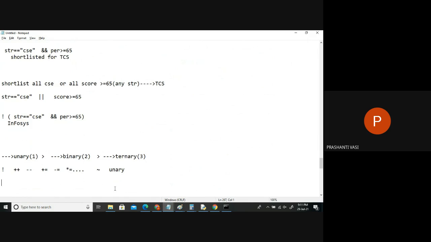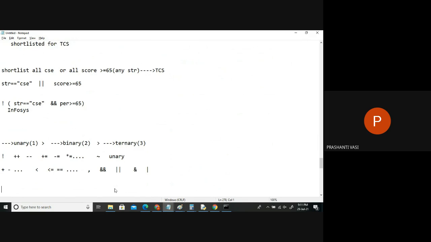Binary, we can talk about plus, minus, all arithmetic, and comparison like less than or equal to, double equal to. All those are binary operators. Then double AND, that means logical AND, and OR are also binary operators. Like this we have bitwise AND, bitwise OR. So we have some operators here which are binary, and these will include two operands.